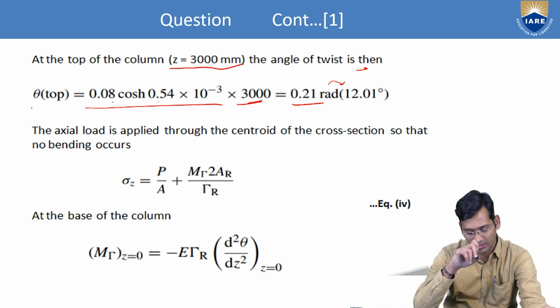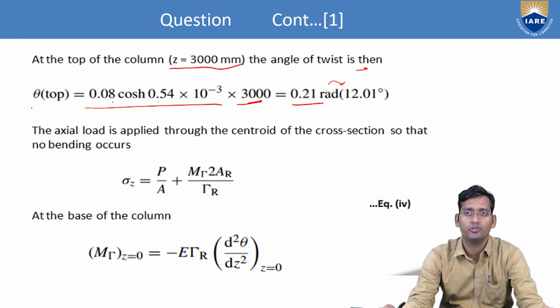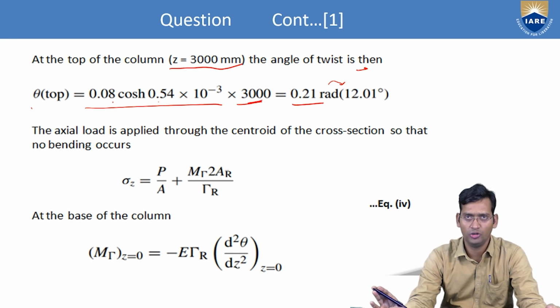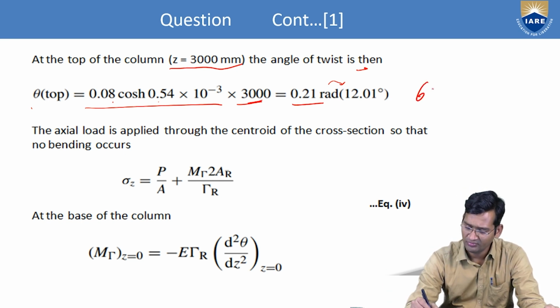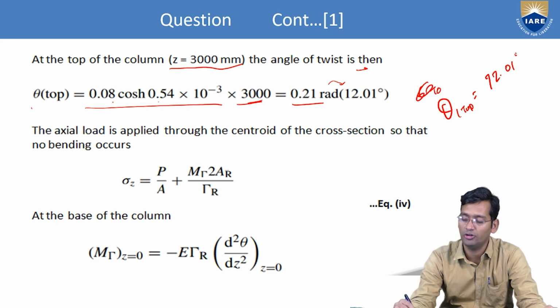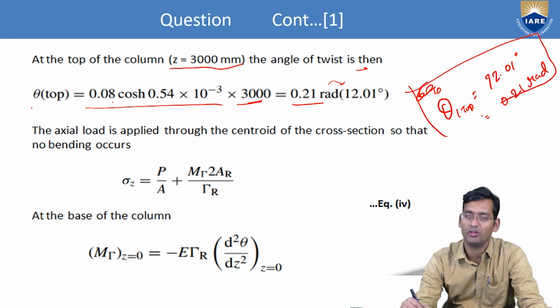So 0.21 radian is almost equal to 12.01 degrees. So now, the angle of twist theta at the top is how much? 12.01 degrees, or in terms of radians, 0.21 rad, because the radian unit is rad, right? So now we found the first part, the angle of twist at the top.